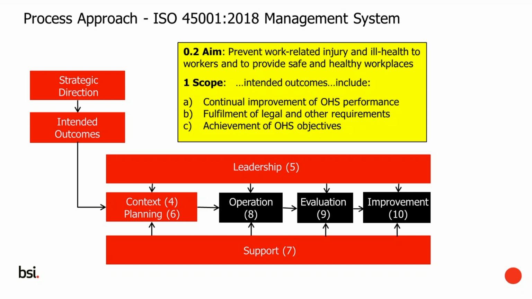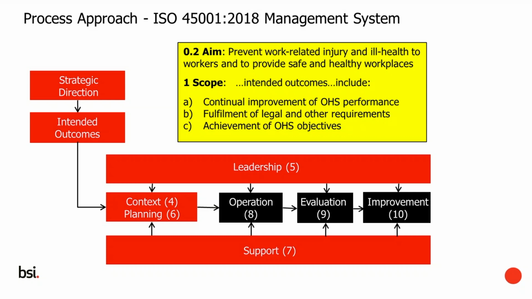So when we look at the management system, the intended outcomes should be including the continual improvement of OHS performance. We'll look at some terms and definitions around that a little bit later on. But essentially, you should be getting better at what you do from an occupational health and safety perspective. You are there to fulfill legal and other requirements. Okay, so 45001 still uses the terminology there that we saw in the old 18001.